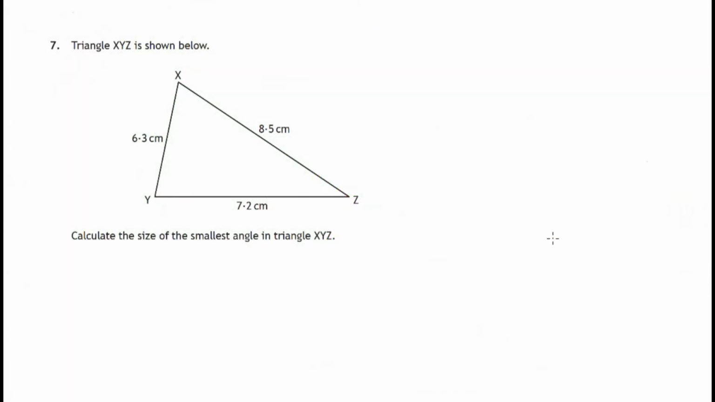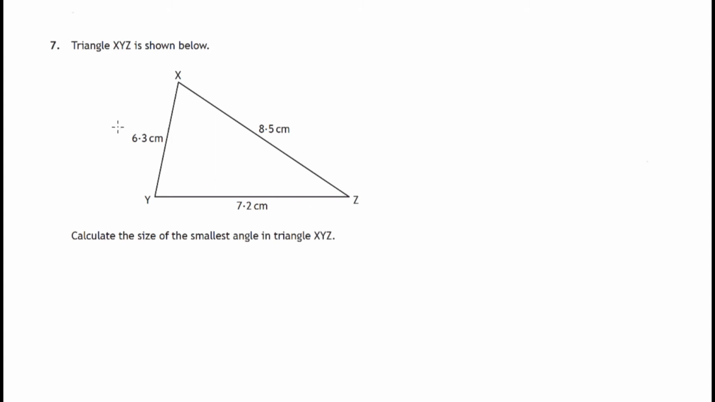In this question we've got a triangle XYZ. We're given the three sides and we're asked to calculate the size of the smallest angle. Well, you always find the smallest angle in a triangle opposite the smallest side. 6.3 centimetres, this side here, opposite angle Z. So angle Z is the smallest angle.